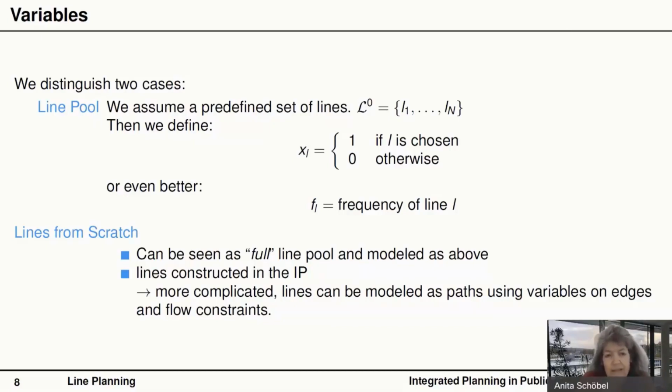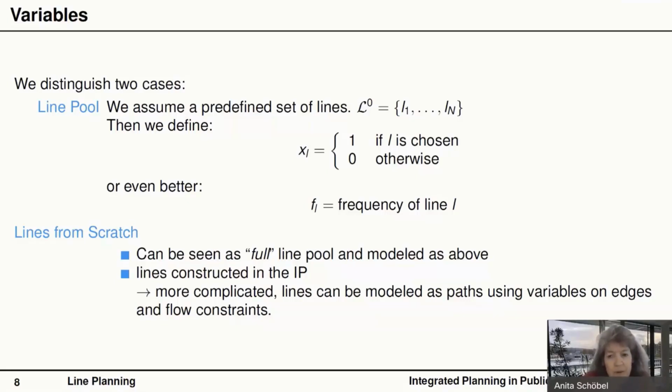And instead of having this variable which is only 0, 1, it is even better just to use the frequency of the line. Because we could just, in the line pool, assign a frequency to every line. We wanted to determine the frequencies anyway. And if the frequency of such a line in the line pool is 0, then this is the same as saying this line is not chosen. And then we cannot only have 1 for choosing the line, but we can directly say the frequency would be 1, 2, 3, 4, or whatever.